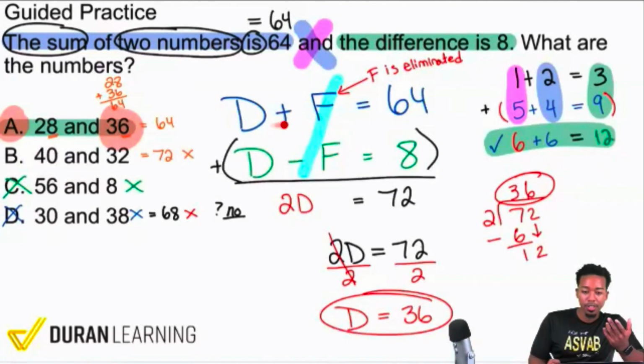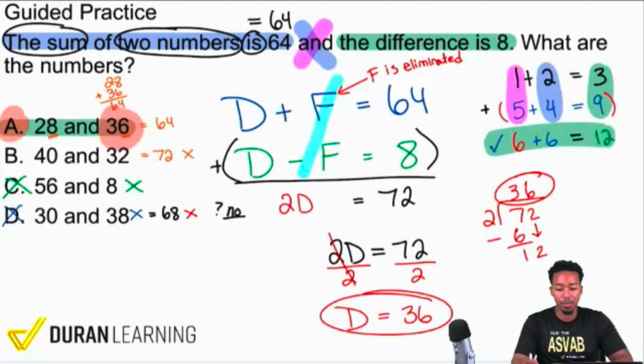Yeah, I see it. And then the second one here, the word difference, a keyword in math, means subtraction. And so the difference is 8, subtract, and you get 8 right there. Oh, okay, I get it now.